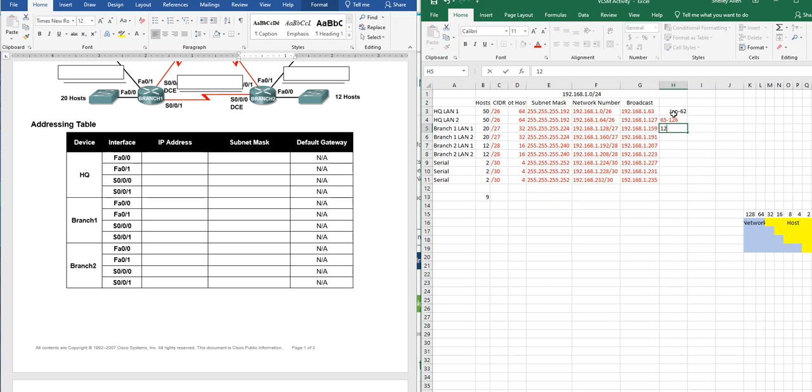The next number I can use 129 through 158. 161 through 190. And this one, 193 through 206. 209 through 222. 225 and 226. Notice two numbers available under serial connections. 229 to 230 and 233 through 234. So these are my usable numbers.